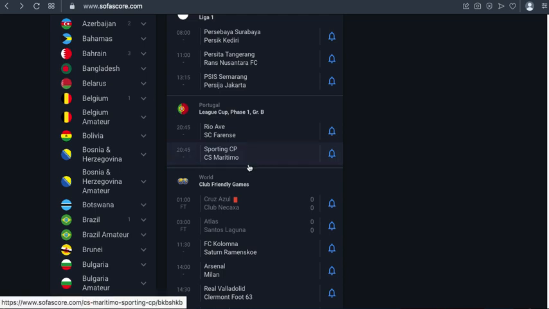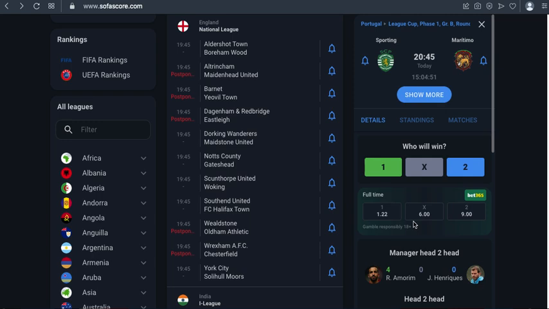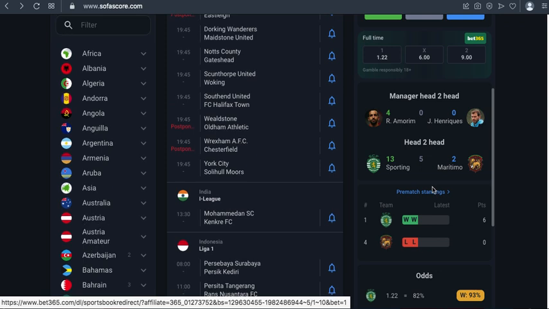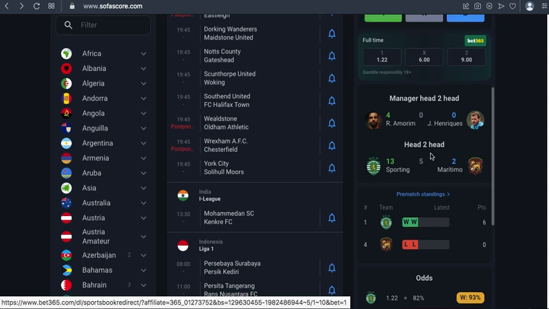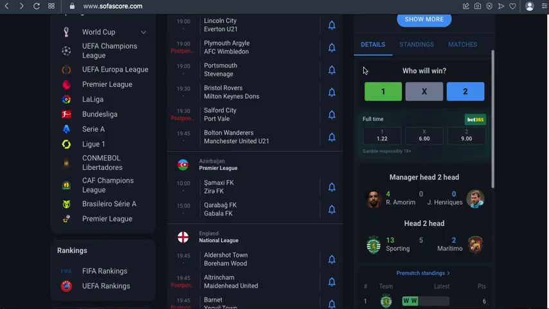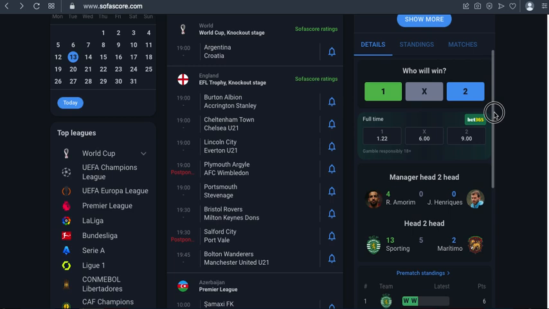And when you open SOFASCORE and you get your favorite match such as this, you just click on the match and it will take you to a different page. On that page, you are going to find the standings of the matches, the head to head of the matches, the previous matches that they've played, their stats, their standings and everything. So you can see that SOFASCORE has opened a different page for me here. I just click on my favorite match. So we are going to use Sporting and Maritimo to do these predictions. After I opened it, this is how I got a new page right here.